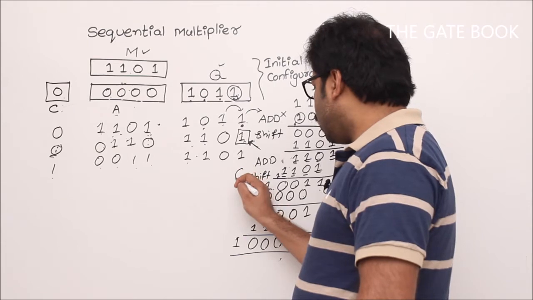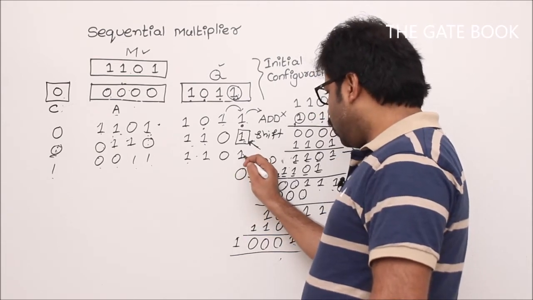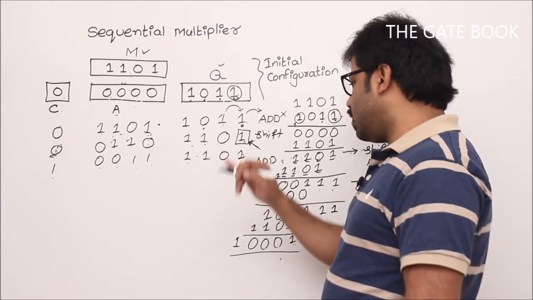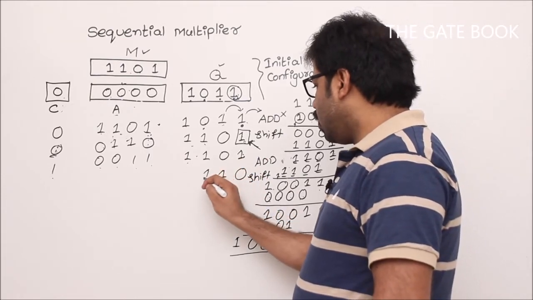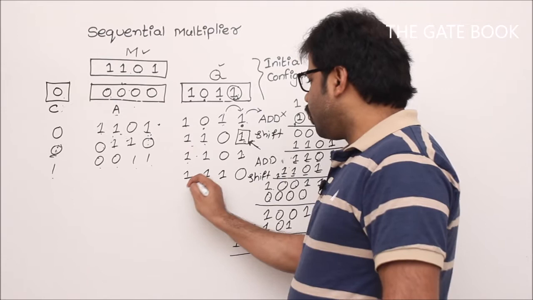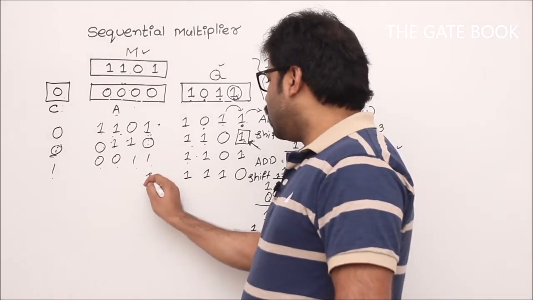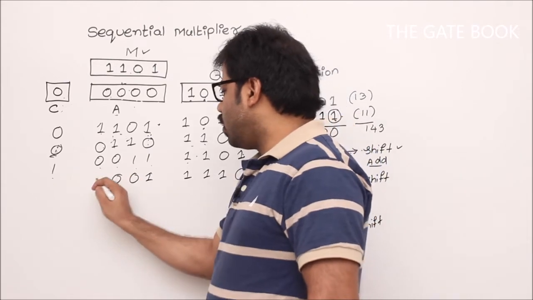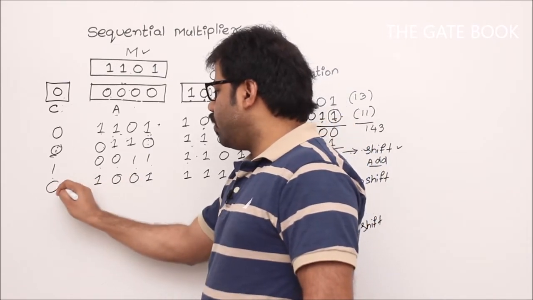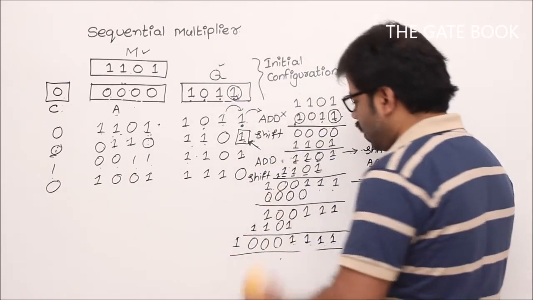This 0 comes here. Sir, we are losing this bit. Yes, we should lose it because the work of this 1 is done. Now 0 comes here, this 1 comes here, this 1 comes here, this 1 comes here, this 1 comes here, this 0 comes here, this 0 comes here, this 1 comes here. Now this place will be filled with 0. That is shift operation, right?